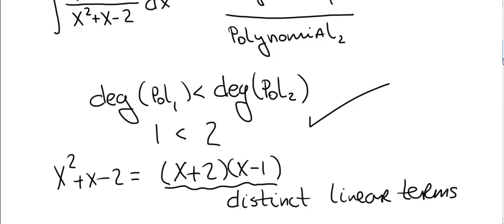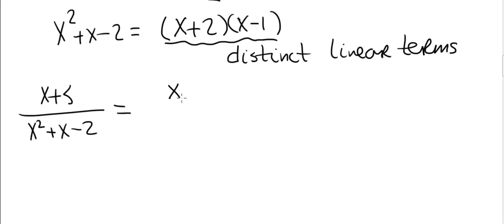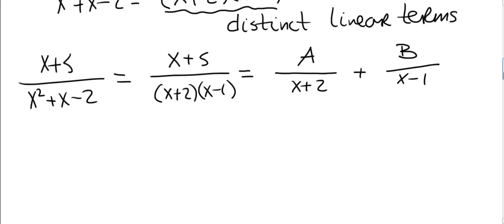Next step is to perform partial fraction decomposition. We take x plus 5 divided by x squared plus x minus 2, express the denominator as a product of those two linear terms. So this is x plus 5 over x plus 2 times x minus 1. And now write this as decomposition: something over x plus 2 plus something over x minus 1. Because these are linear terms and they're distinct, we just put a different constant into the numerator. So we have to find A and we have to find B. And we have to do that, just do a little bit of algebra.